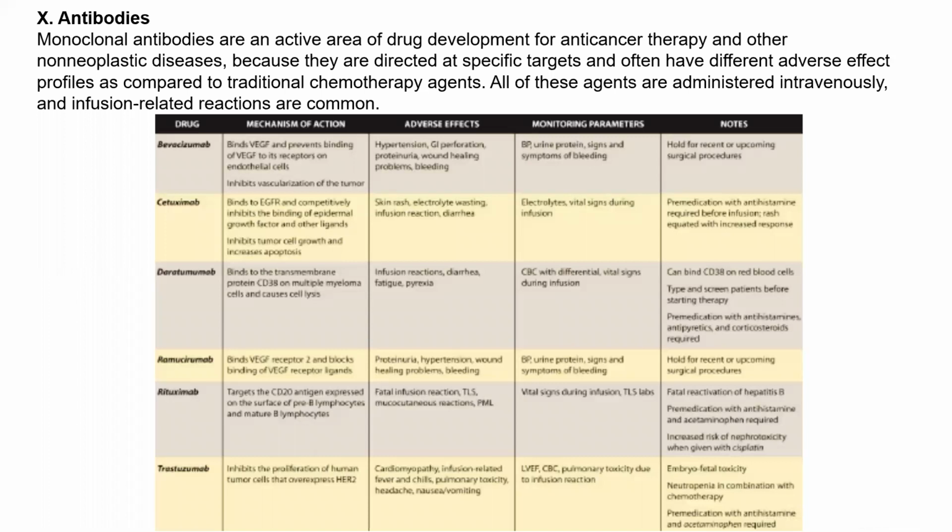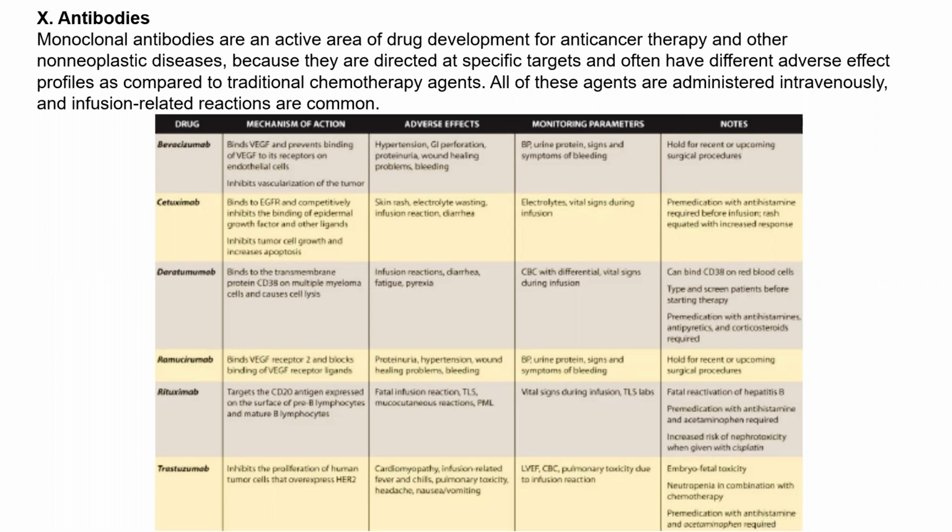Then we have antibodies, and in this class we have various drugs. Monoclonal antibodies are a very important class now in the treatment of cancer, because these drugs are very specific, they are directed to specific targets in the cells. And also there is another reason: they have different toxicity profiles from all other chemotherapies. And this allows a combination of these agents with other chemotherapies with different profiles of side effects.